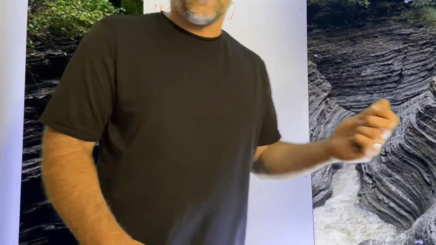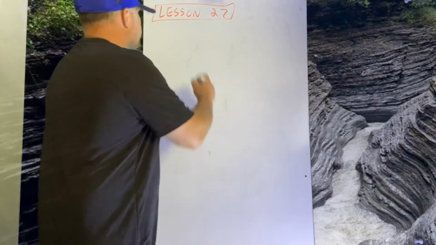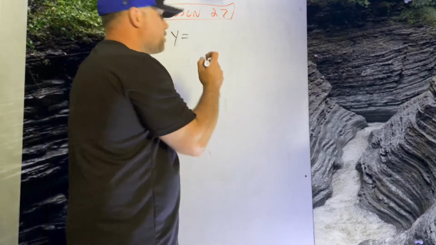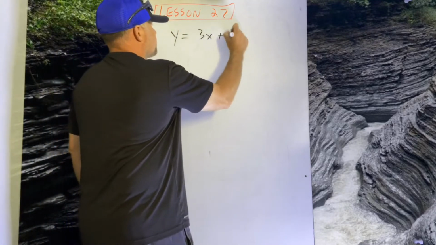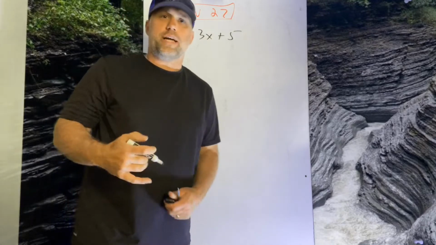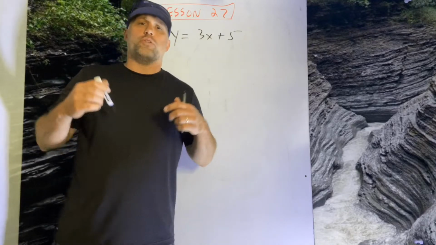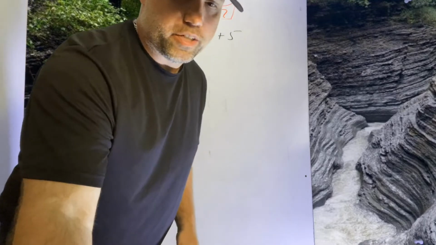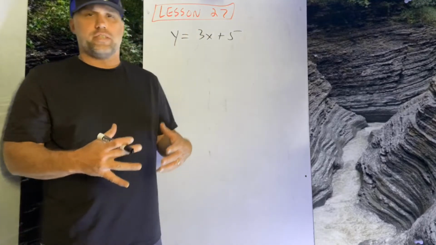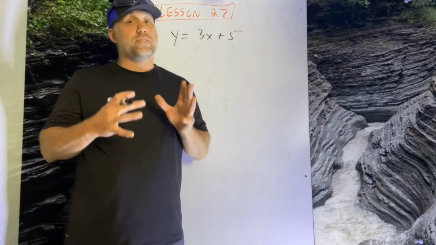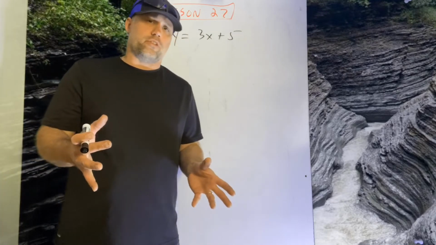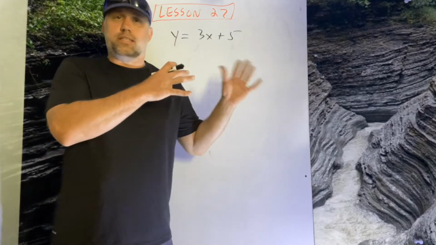So let me show you an example here. So if I give you the function y equals 3x plus 5, and I ask you to find this function's inverse, which is the equation that does the opposite of the original. Now, this original equation is not in function notation. So if it's not in function notation, you don't have to write your answer in function notation. You can just leave it in these terms.